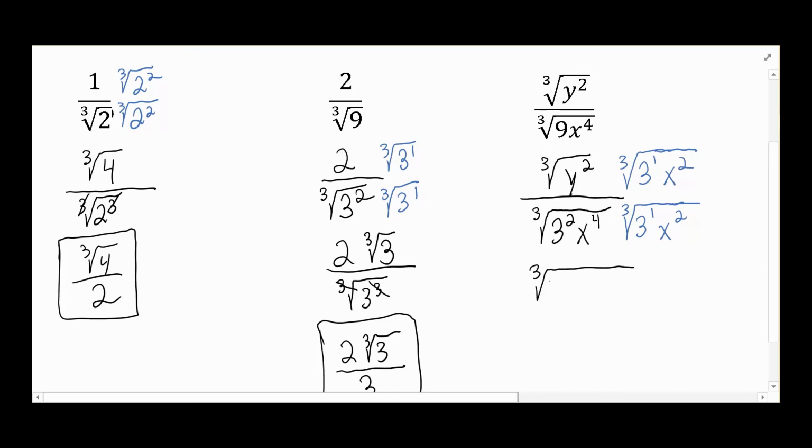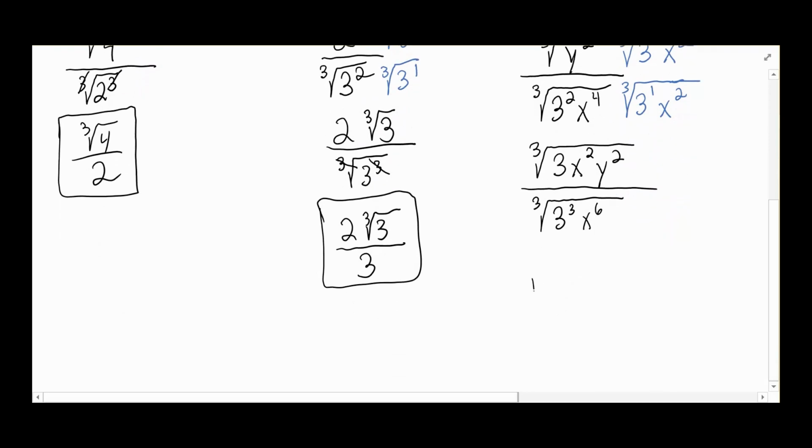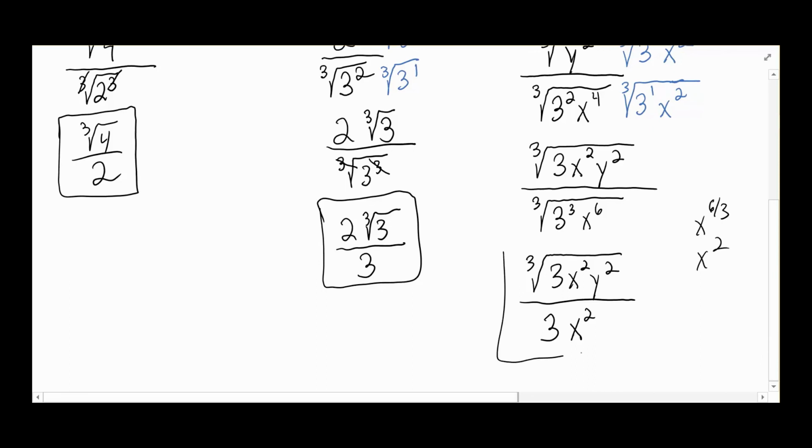So up top, I have the cube root of 3x squared y squared. And in the bottom, I originally had 2 3's, now I've got 3 3's. I originally had 4 x's, now I have 6 x's. My top doesn't simplify at all. My bottom, the cube root of 3 cubed is 3. The cube root of x to the 6th is x squared, because remember, that's 6 over 3, that's x squared. And there's my answer.